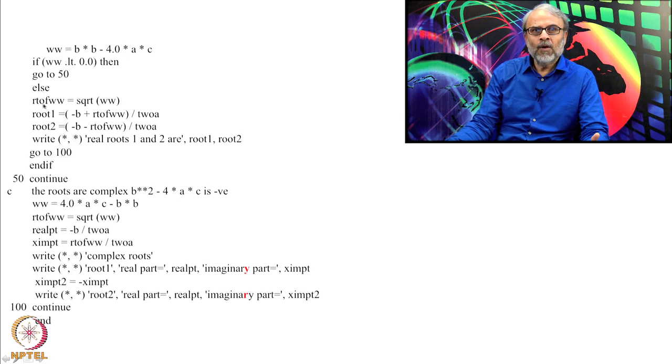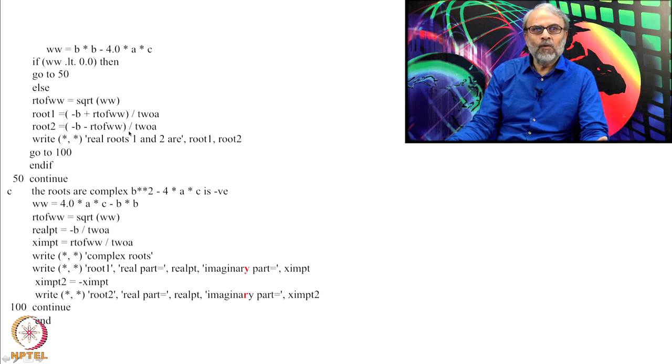What are these lines now? RTO FWW, that is square root of WW. So, this line calculates square root of WW. The next line calculates the first root. What is the first root? Minus b plus that square root of b square minus 4ac divided by 2a. In the earlier slide you already saw that 2a is 2 times a. So, this is my first root.